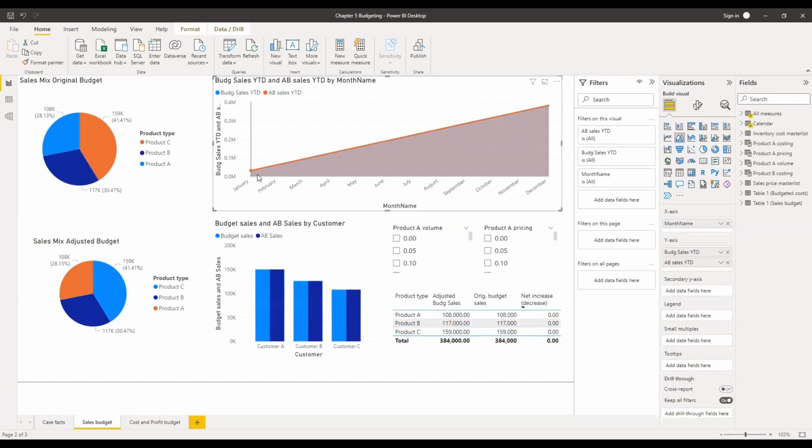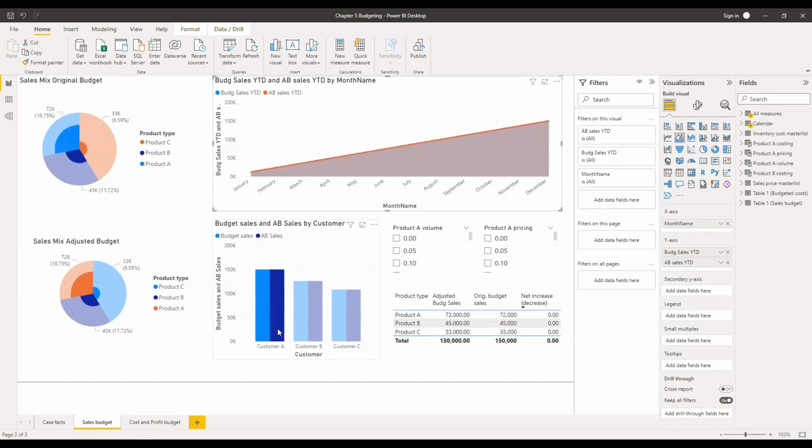This graph shows you the cumulative total for the year. This is the graph that shows the sales expected per customer. And lastly, this is where we choose the different parameters to change product A's volume and price.